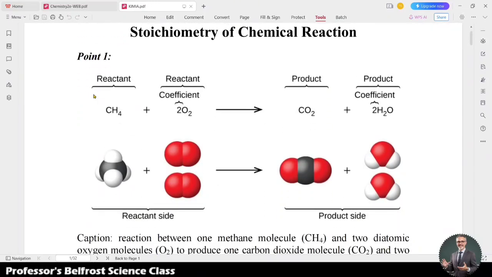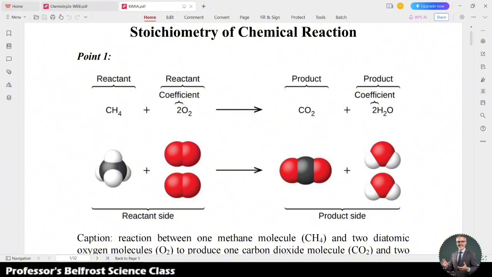Okay, can you see the picture? Yeah, I think it's okay with you, right? So this is a picture about a chemical reaction. On the left side we have methane with oxygen, and on the right side there's carbon dioxide with water. So we have the reactant side and we also have the product side. Okay, and it's straightforward here, right?